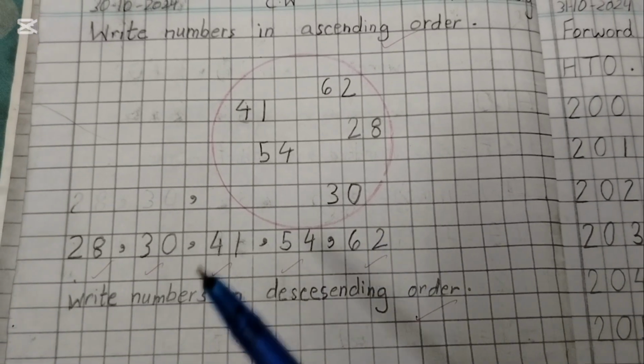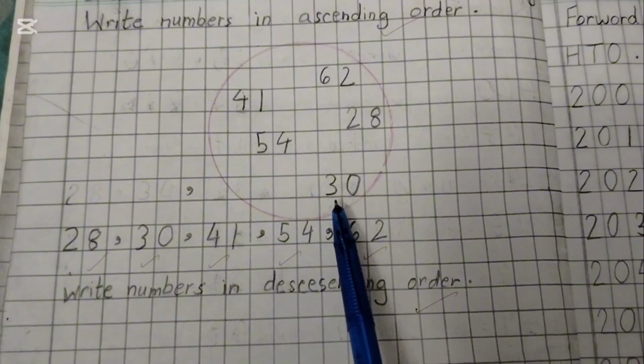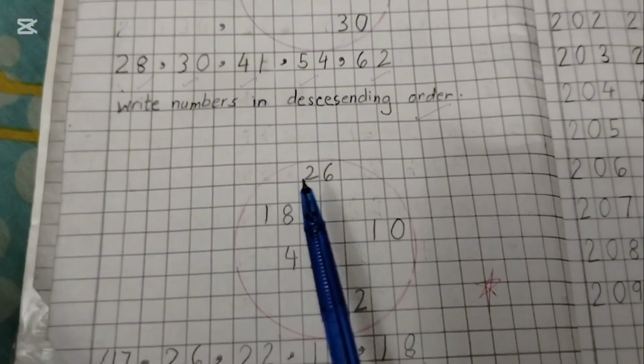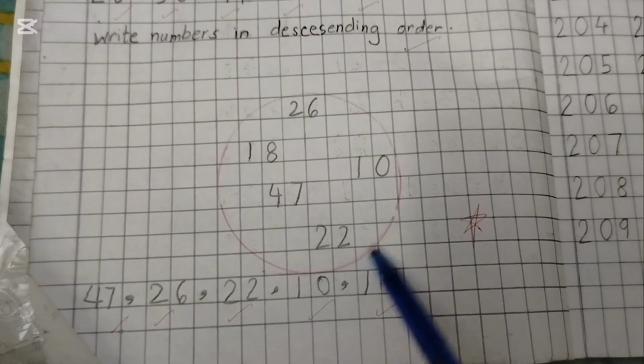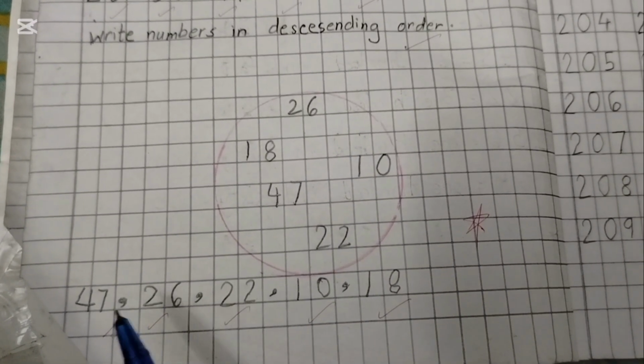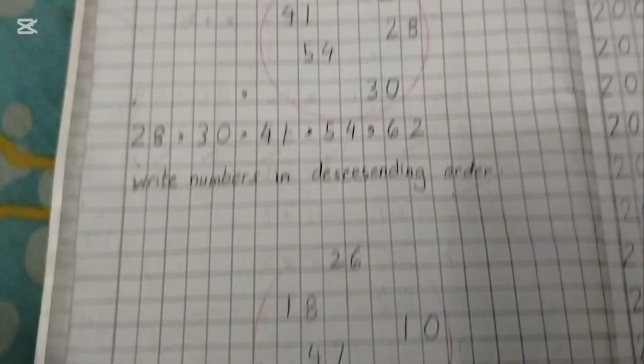Write numbers in ascending order. Some numbers are given, so we will arrange these numbers: 28, 30, 41, 54, and 62. And write the numbers in descending order. Some circle numbers are given. When we write in descending order they are 47, 26, 22, 18, and 10.